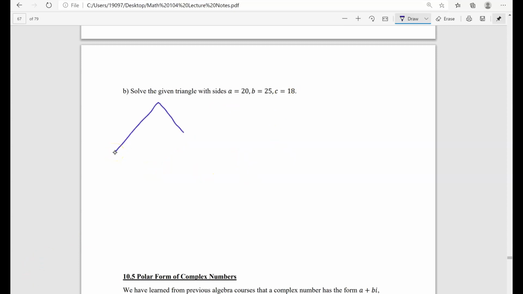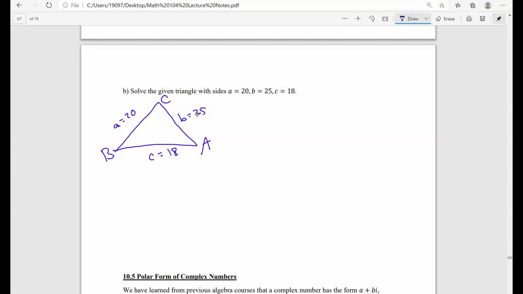Okay, so let's say we have a triangle that looks like that. Let's say A is equal to 20, B is equal to 25, and C is equal to 18. This figure is not drawn to scale. Here's where we want to be able to use the law of cosines.